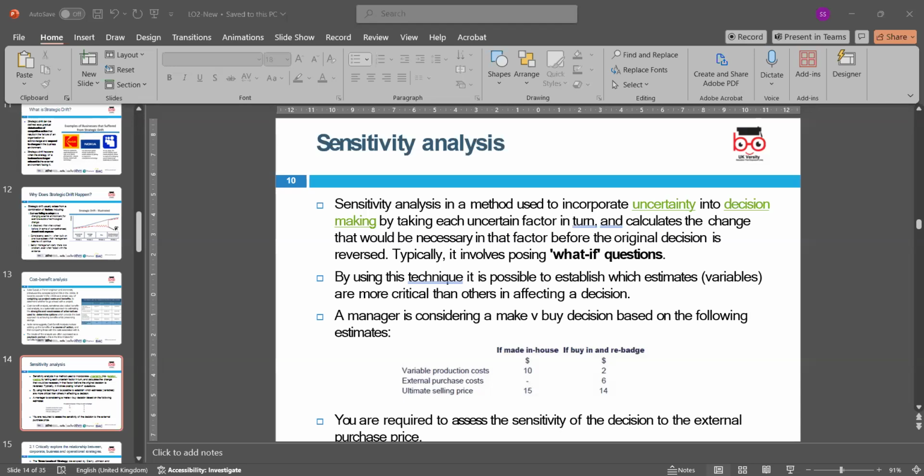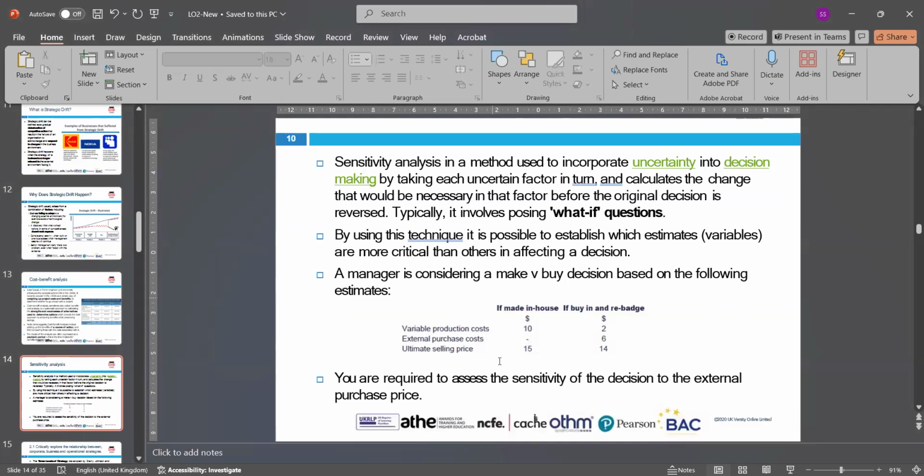Okay. So this is how you are going to discuss the different options related to your decision. Is that clear? If we take the example, you are going to make the production in-house or do outsourcing. So there is an external purchase cost from the outside. If your external purchase cost is $6, you need to consider if in future it goes to $8 or $10, how it is going to impact your profit. So you are required to assess the sensitivity of the decision to the external purchase price in this case.